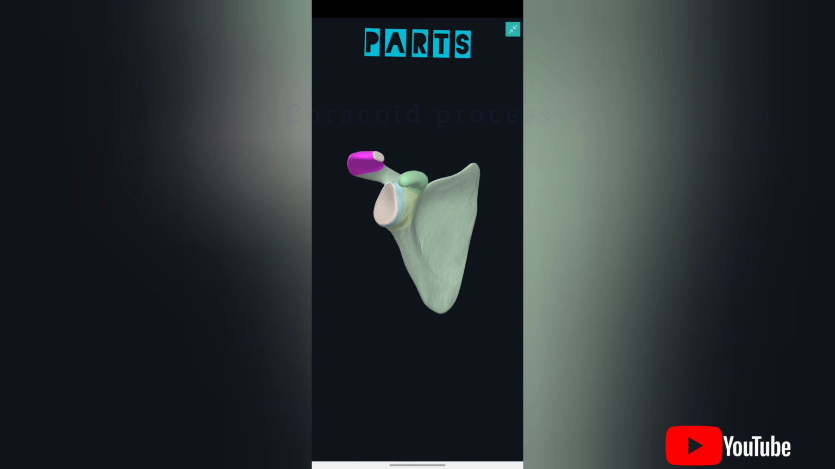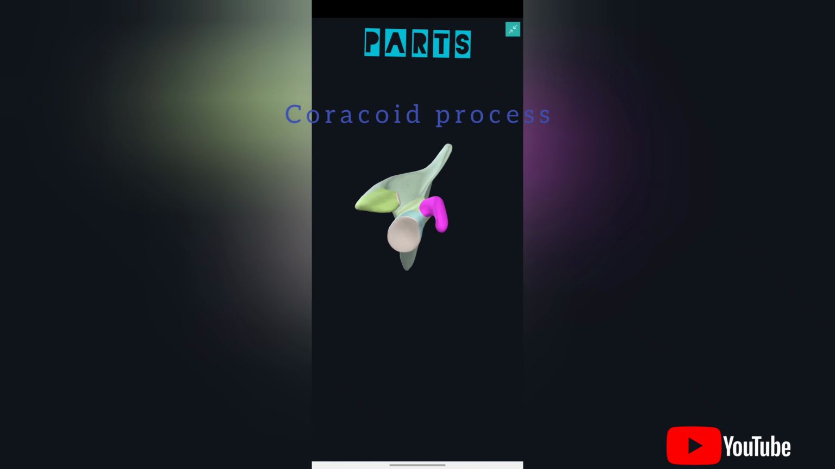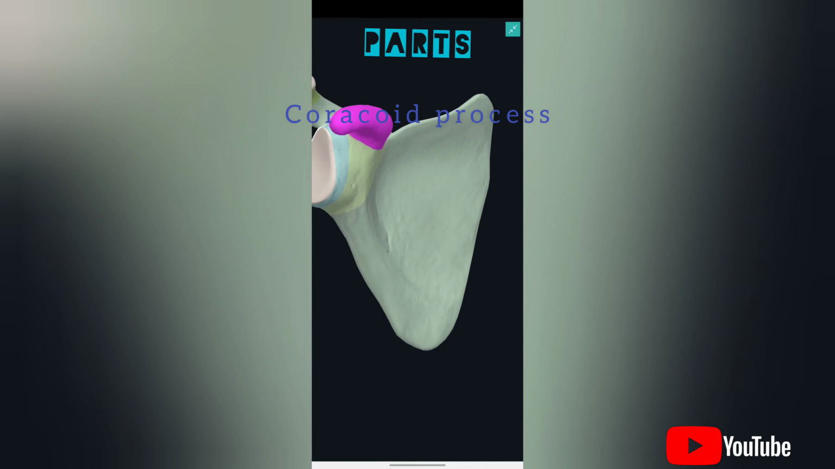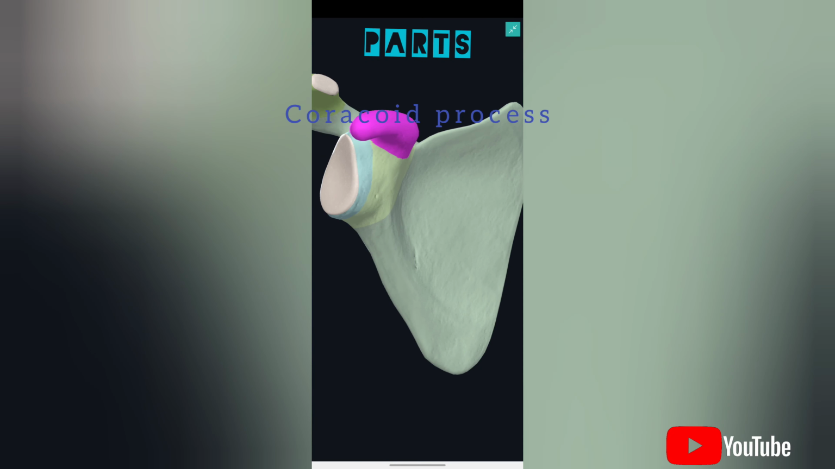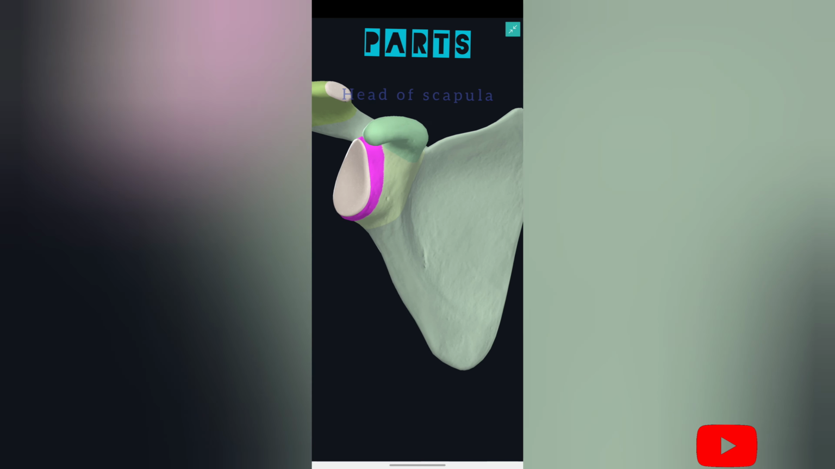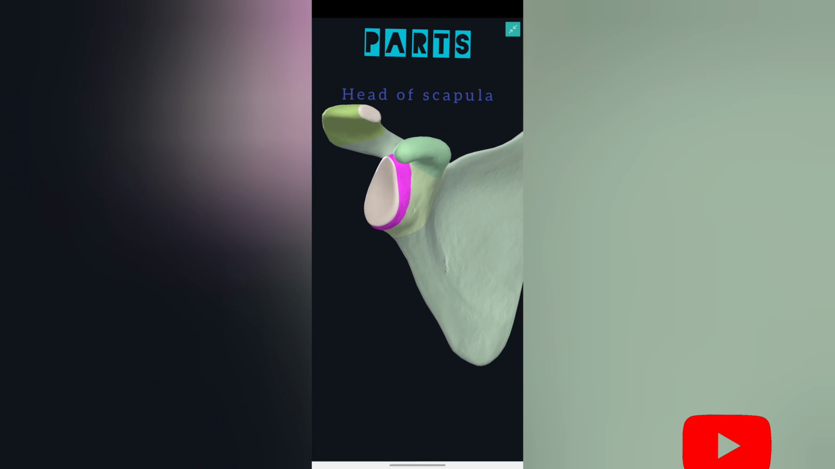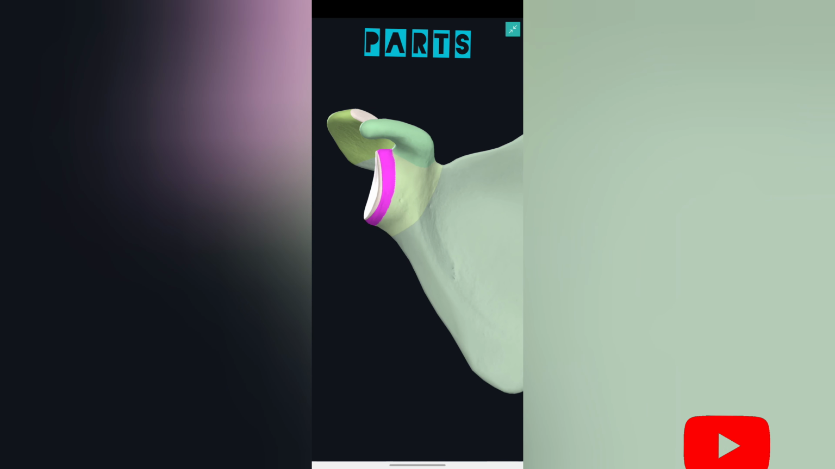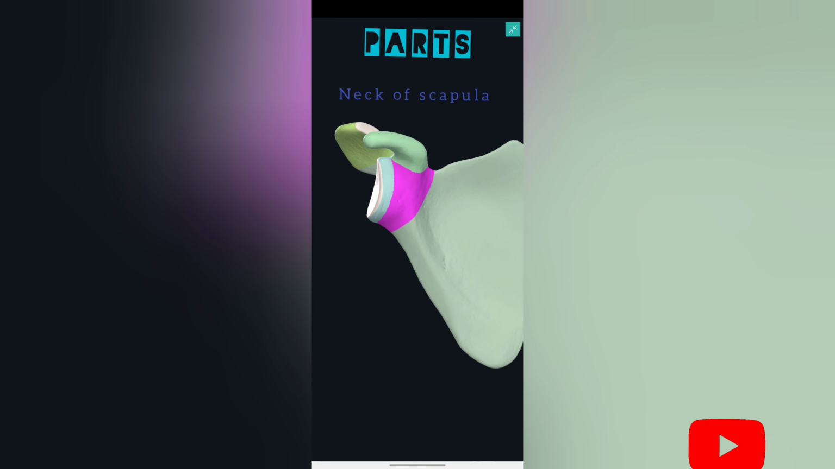Next we are going to learn about the coracoid process. This, shown in pink, is known as the coracoid process, and it projects from the neck of the scapula. Now I am going to talk about the head of the scapula. This, shown in pink, is the head of the scapula, and this is the neck of the scapula.